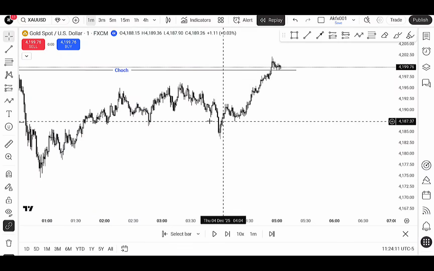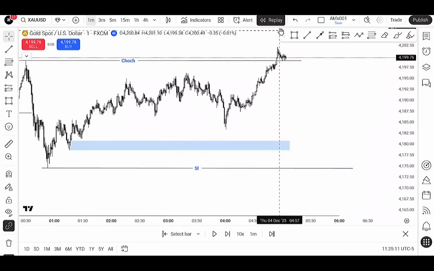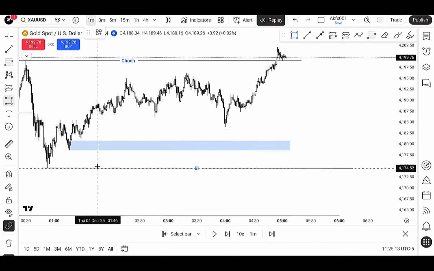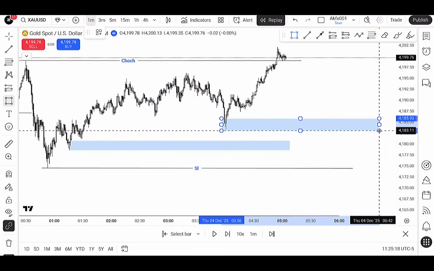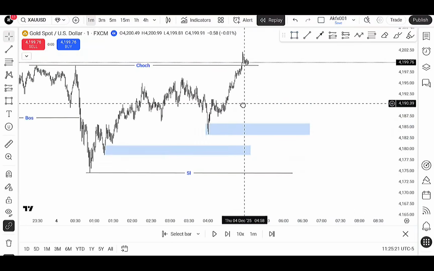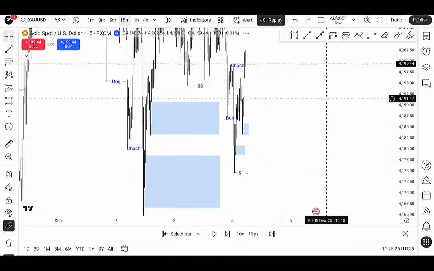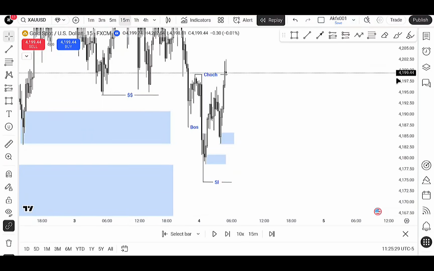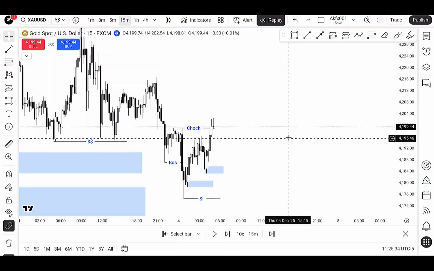So this here is the lowest point. We now have two other blocks. We have the first one here, and then we have the second one here. Now LTC has been completed in the 1 minute time frame, but this space is very, very big. Now it has been officially confirmed that the market interest is to buy.